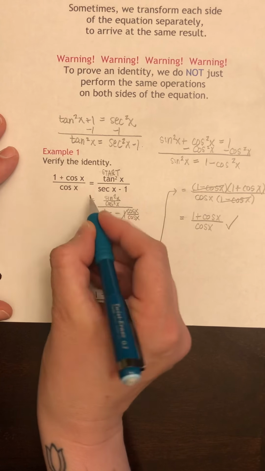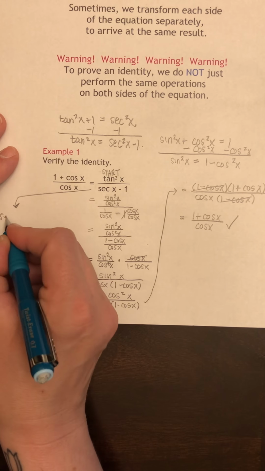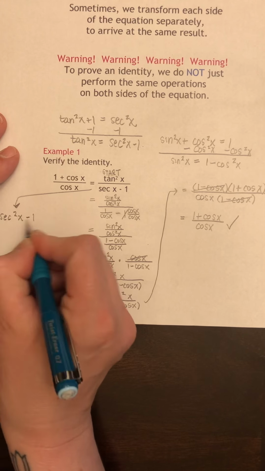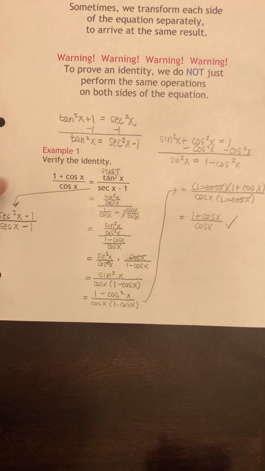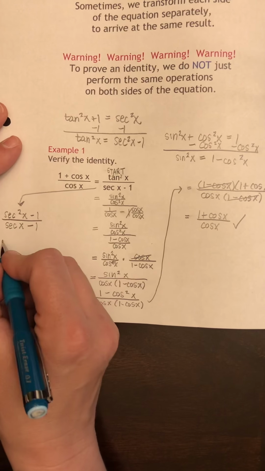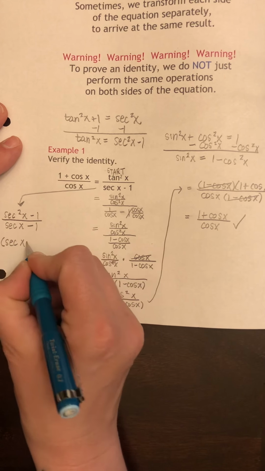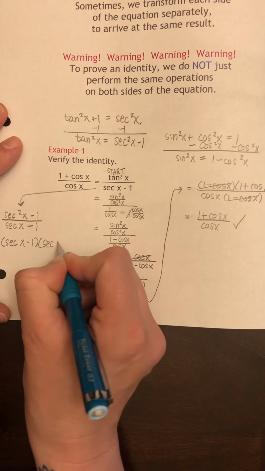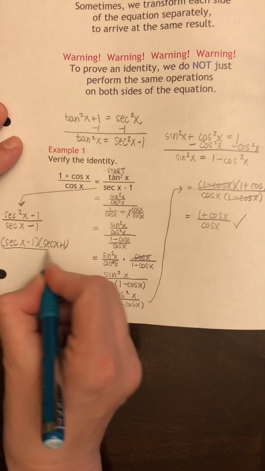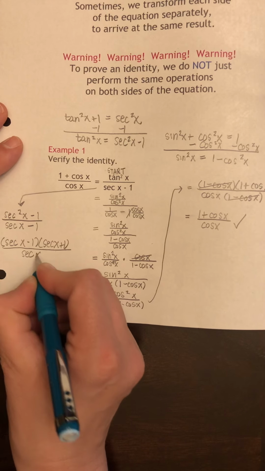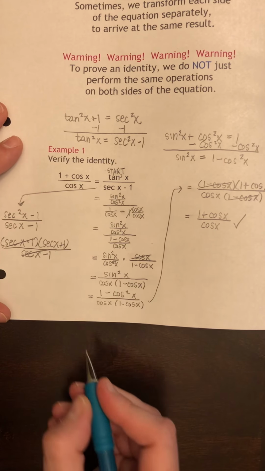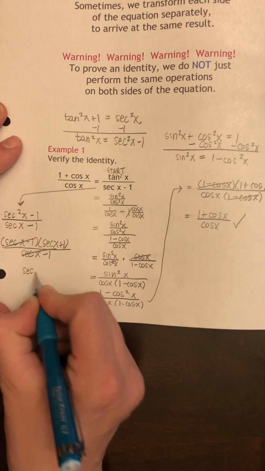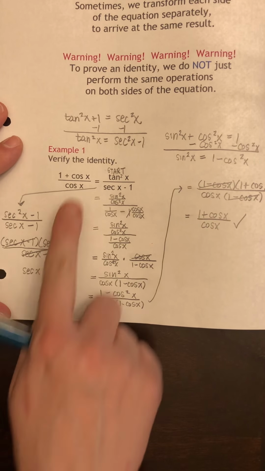So what if we did that at the beginning? And we did secant squared x minus 1 as our numerator, and our denominator is secant x minus 1. That numerator is a difference of squares, so it's going to factor into secant x minus 1 times secant x plus 1, and that's over secant x minus 1. We now have a common factor in the top and the bottom that gets to cancel out, which leaves us with secant x plus 1, which isn't exactly what we want.